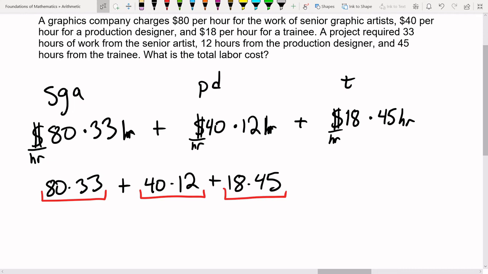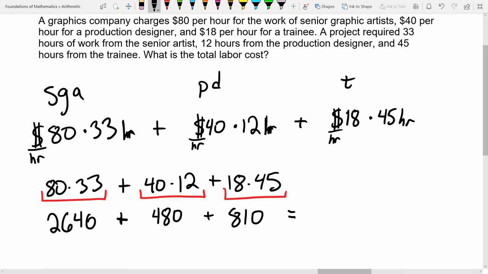80 times 33 is 2640. 40 times 12 is 480. And the last one, 18 times 45, is 810. Now, because this is all addition, we just work left to right, and we just add them all up.